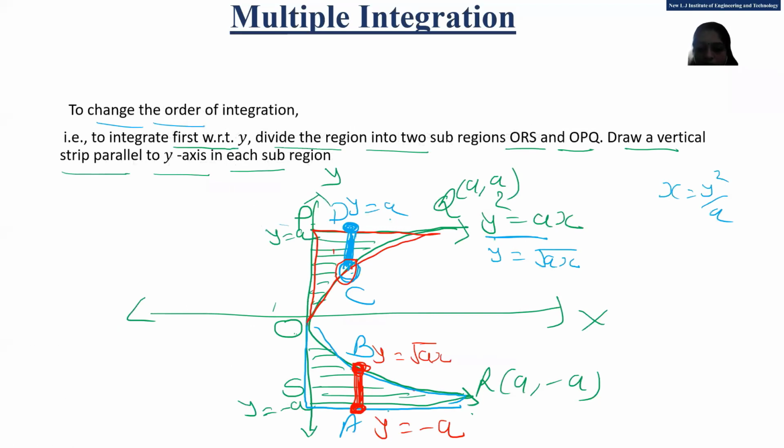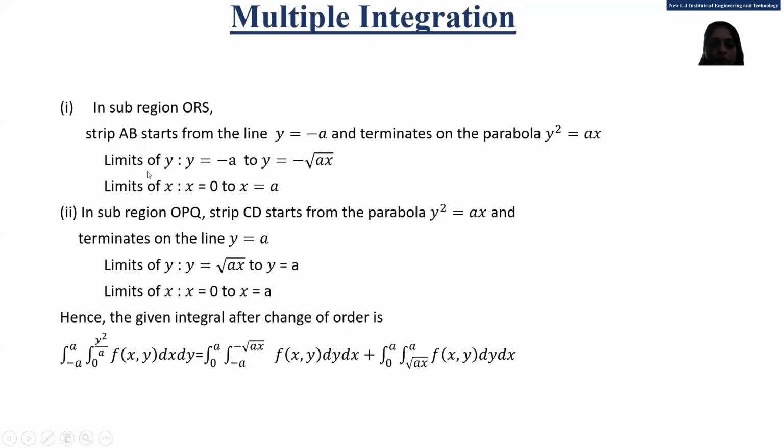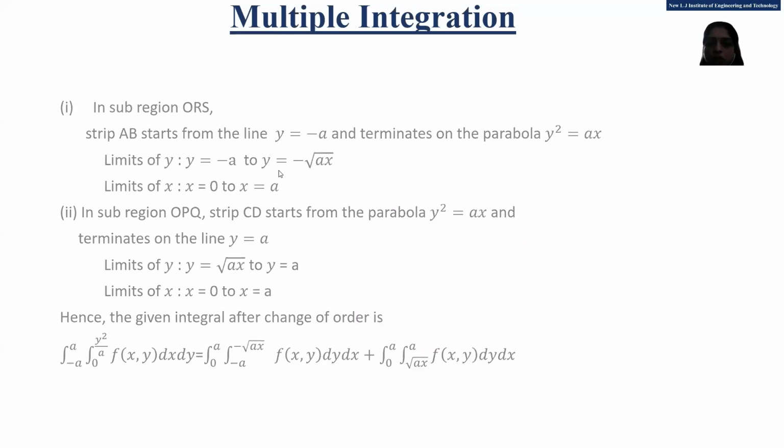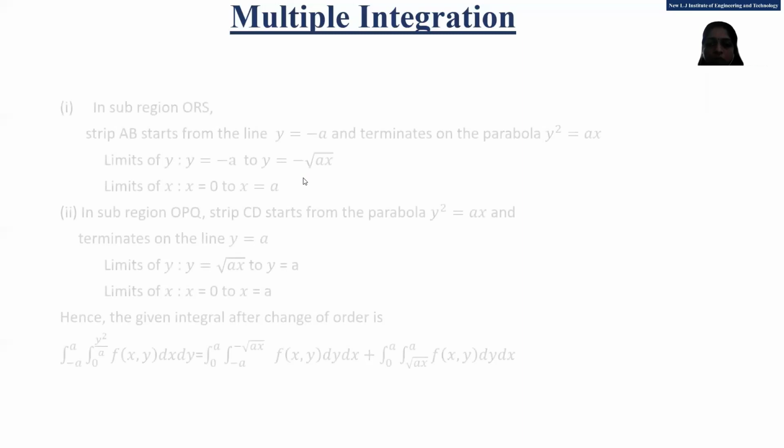Limit of y, that is minus a to minus root ax, right? Because this is in the fourth quadrant. In the fourth quadrant, y is negative. So limit of y is y equal to minus a to y equal to minus root ax.